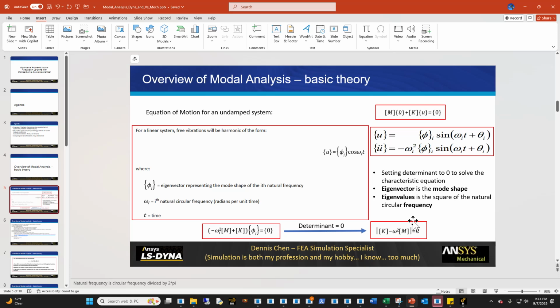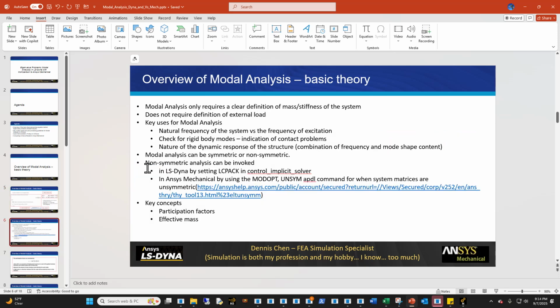These eigenvectors are essentially the vectors that scale the magnitude of a vector without changing its direction, and the eigenvalue is your scaling factor. And both of these two things end up in a dynamic system to be the mode shape and the natural frequency, which are essentially what you're solving inside a modal analysis, right? And because of that, modal analysis only requires you to define the mass and stiffness of the system.